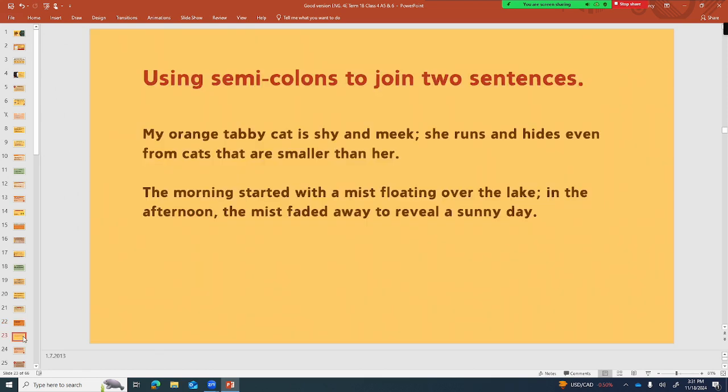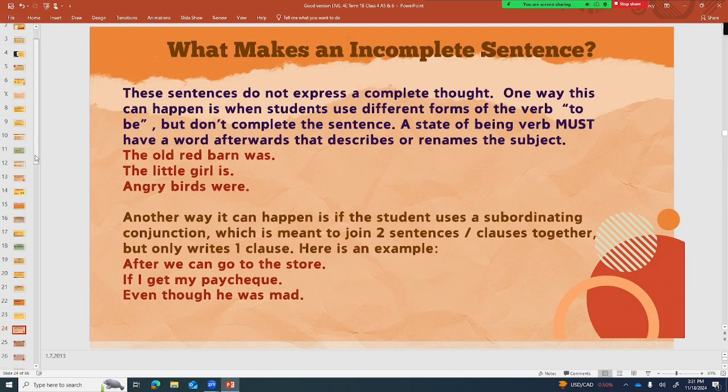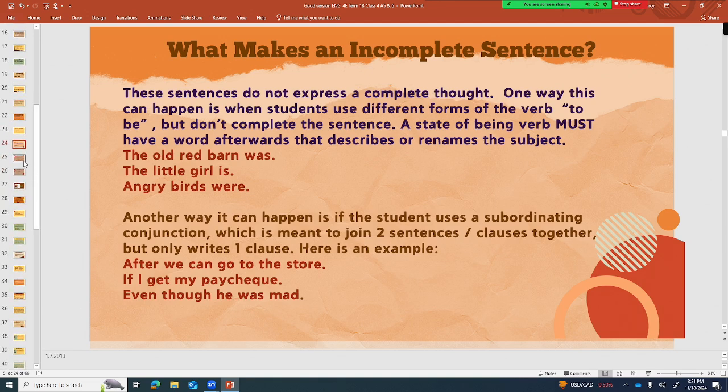Oh, we're going to skip over that. I don't need that for this. Nope, we're going to skip over that too. I don't want to talk about incomplete sentences because I think it'll just mix things up.